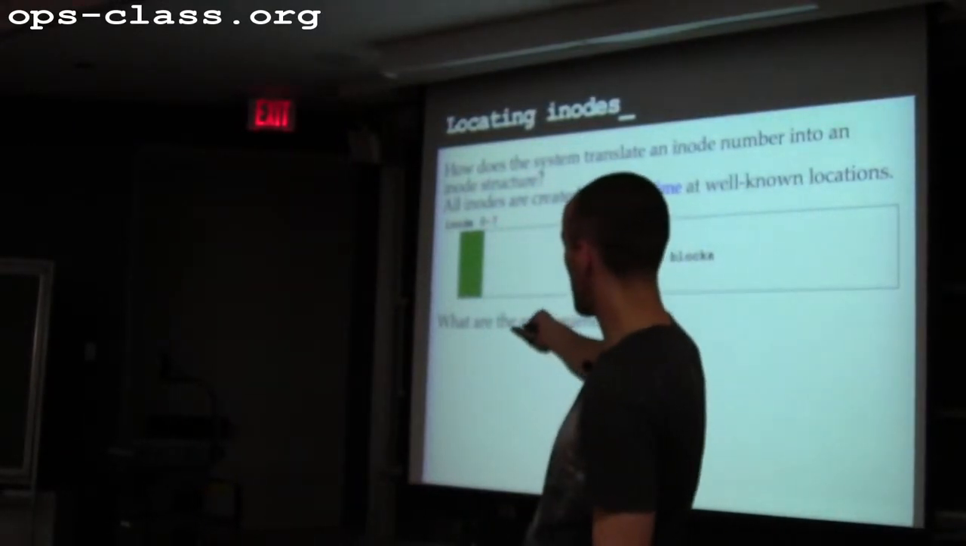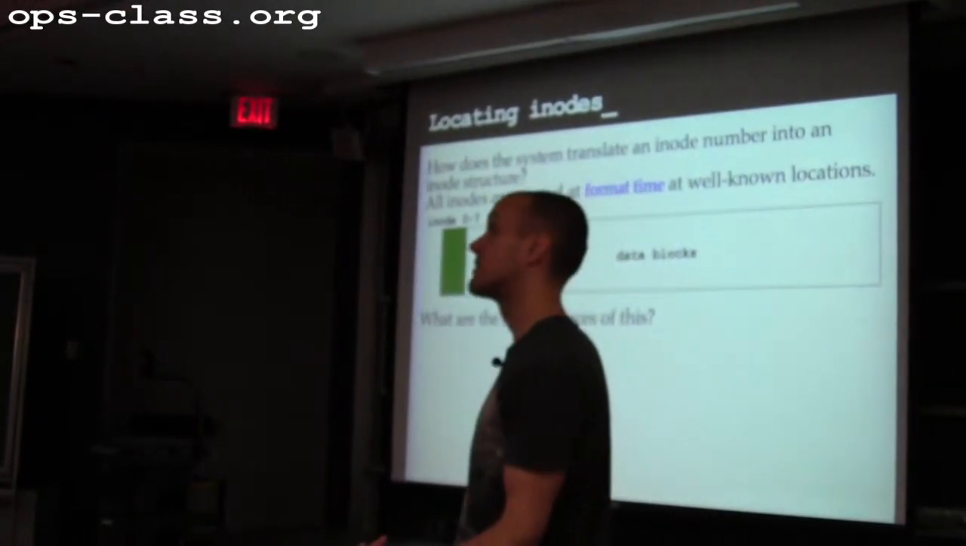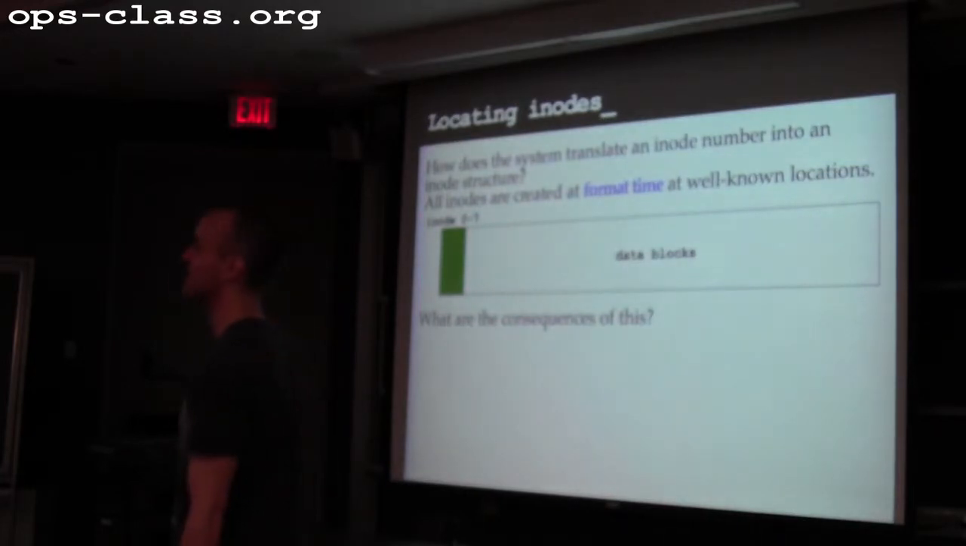And, on some file systems, they're all packed towards the beginning of the disk. What's the problem with this, right? What if I put all of my inodes right here? Like, this is a very small disk. It only has 7 inodes. But.